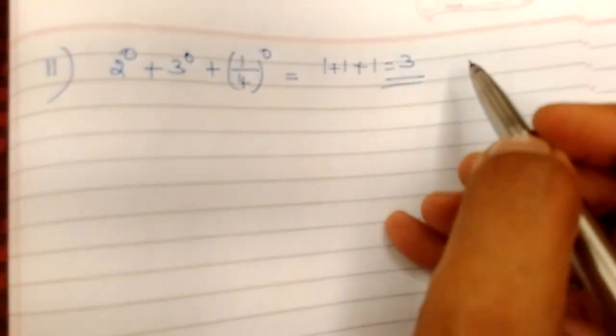Now next is the 11th question. The 11th question is, see here, 2 to the power of 0 plus 3 to the power of 0 plus 1 by 4 to the power of 0. Any number to the power 0 is 1. So 1 plus 1 plus 1, that is 3. So the answer is 1 plus 1 plus 1, that is 3.